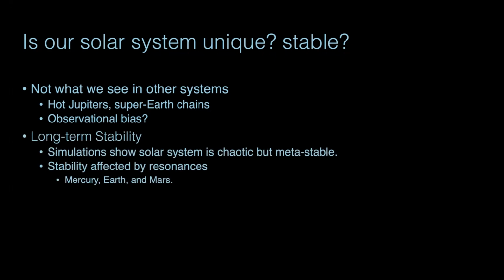There's motion that stirs up the planets' positions on the scale of hundreds of millions of years, but it is not so chaotic that it's just going to throw out a planet or something like that. It's metastable. The stability is affected by resonances primarily between Mercury, Earth, and Mars.